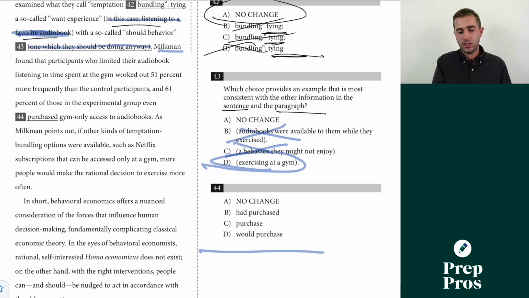44, this just looks like verb tense here, so we'll read back through the sentence. Milkman found that participants who limited their audiobook listening time spent at the gym worked out 51% more frequently than the control participants, and 61% of those in the experimental group even blank. Well, so we saw limited, spent, so this has to be past tense. That's why purchased is going to be correct here. If we can use a simpler past tense, we can here over something like had purchased without getting into all the nitty-gritty verb stuff, we want to do so. That's why A is correct.